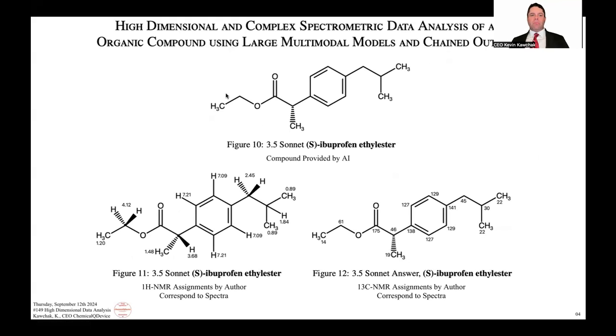So again, this is the structure that was provided basically by AI, 3.5 Sonnet. And again, it kind of went back and forth. Like I looked at the spectra and I figured out some things, but I wasn't able to piece it together all on my own initially. I went and ran it, and when I ran it, I was like, okay, this probably makes a lot of sense. And then I spent additional time, like I said, with these assignments here.